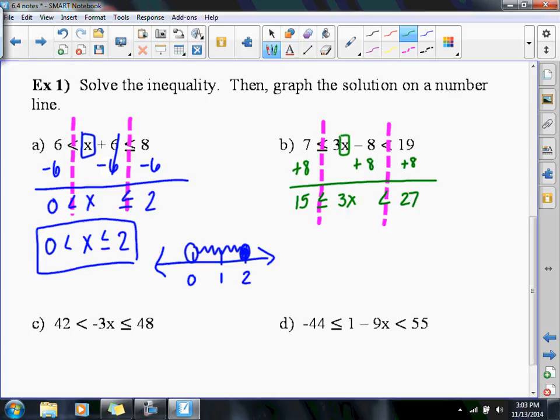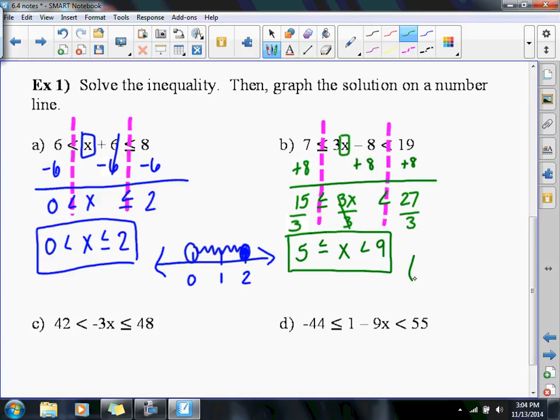And then to finish solving for x, I have to divide by 3. So I'm going to do that to all three parts. So then I'll have 5 is less than or equal to x, because the 3's cancel, which is less than 9. So there's my solution. My x is by itself, and I have my less than signs, and then I have the numbers on the outside.